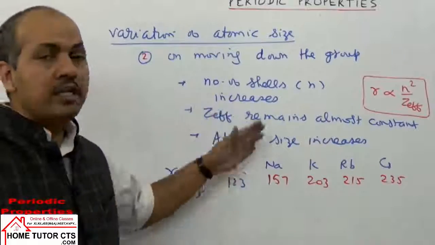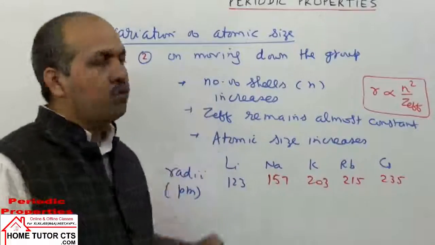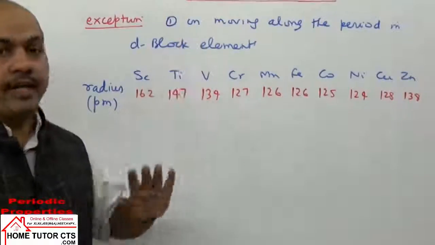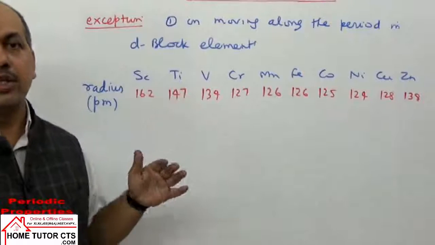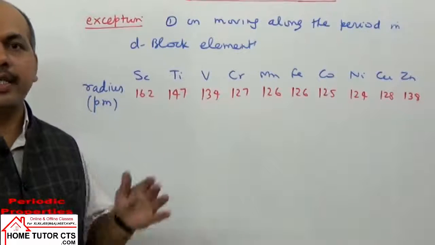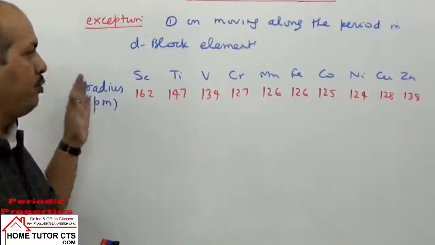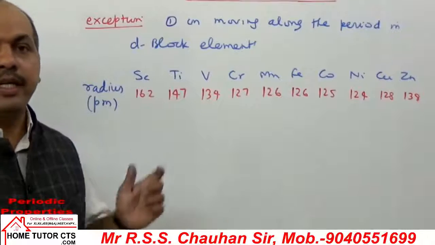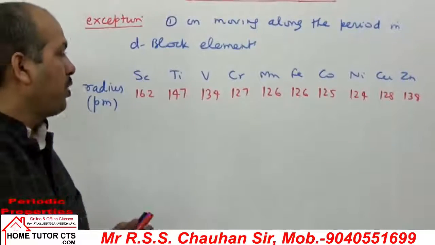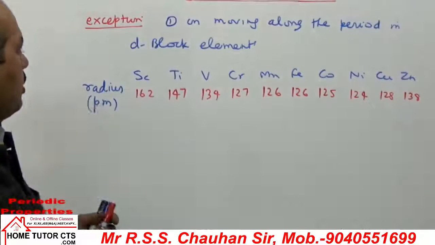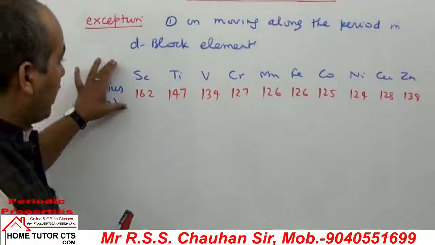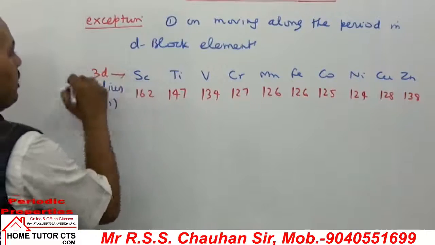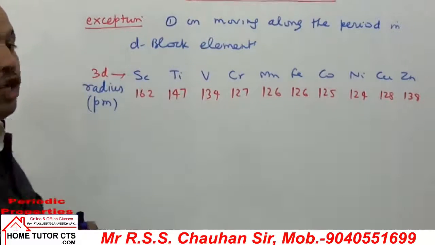Now to this point we can take some exceptions to this variation order. The first exception can be taken on moving along the period. What is normally expected is that on moving along the period the size of element tries to decrease. If you take d block elements, it doesn't happen. In d block elements, what is actually observed? We are moving along the period in the elements of the 3d series, in which the last electron enters 3d orbitals.